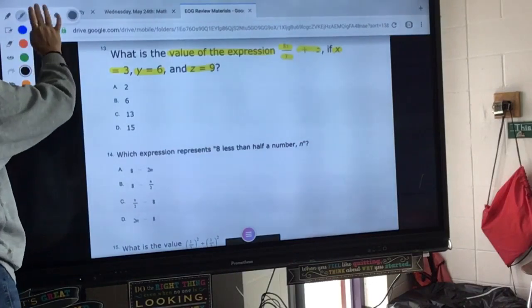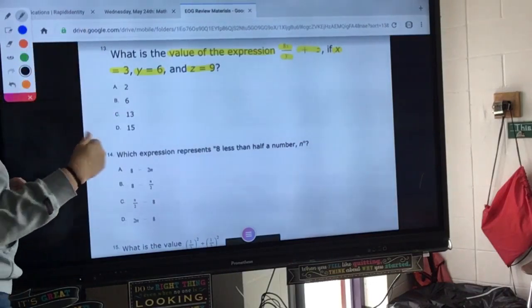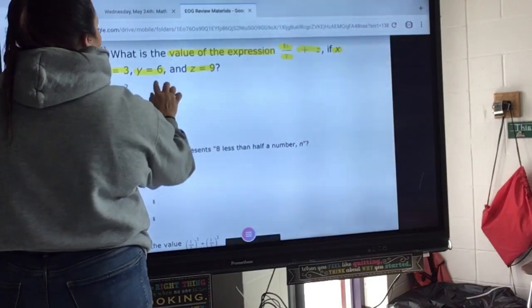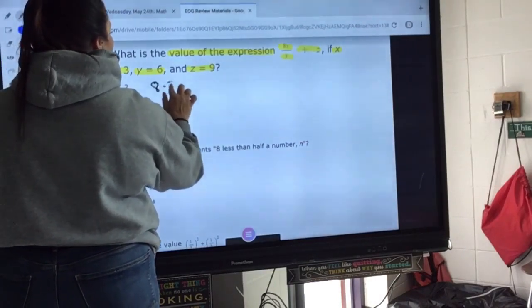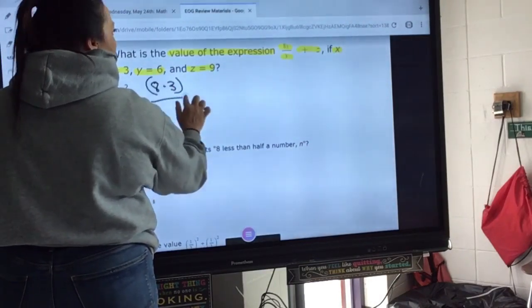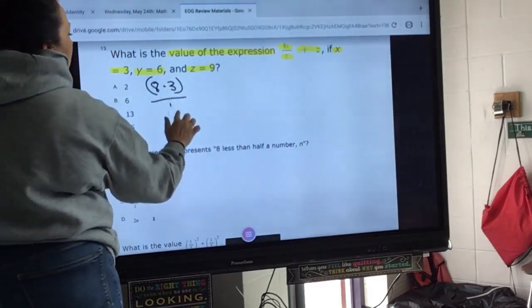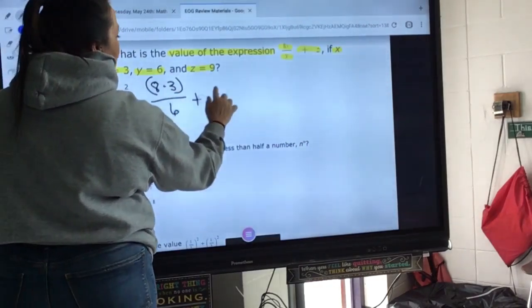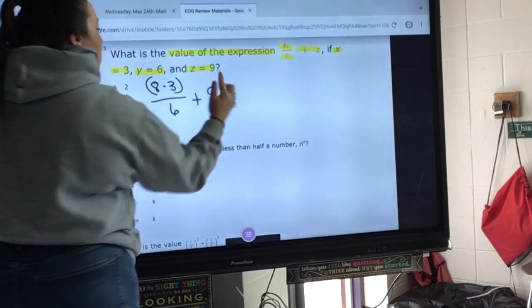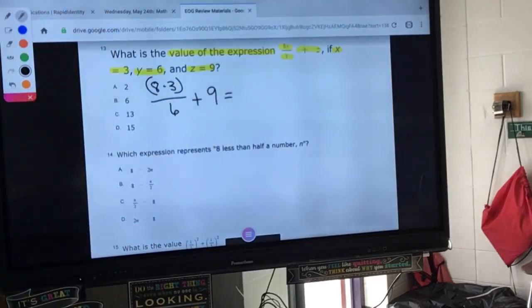Yes, we have to substitute all these values into our problem, right? So x equals 3, so I'm going to do 8 times 3 divided by y, which is 6, plus z, which is 9. So now, this problem doesn't look near as hard to me, because now we have all these crazy letters gone, we just have numbers. What kind of question does this become?